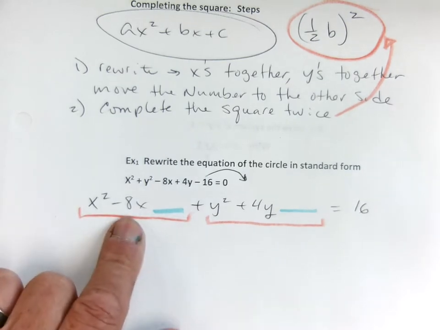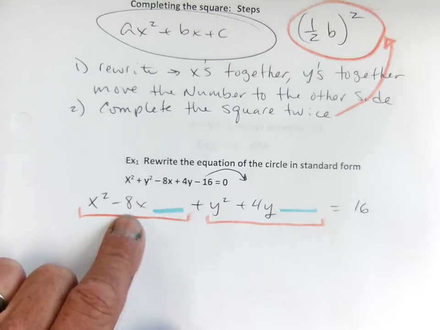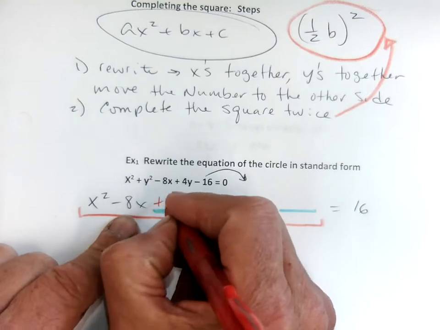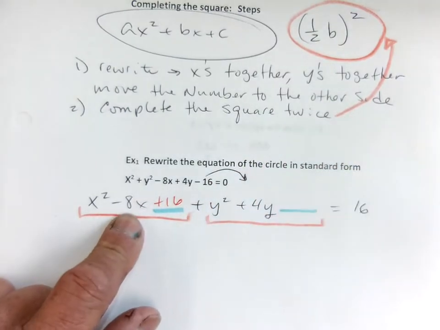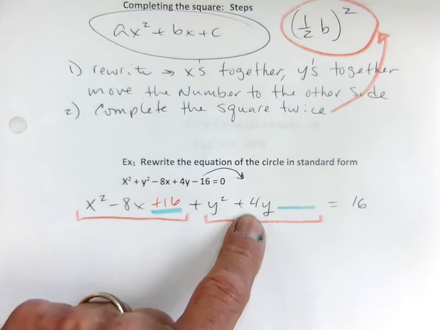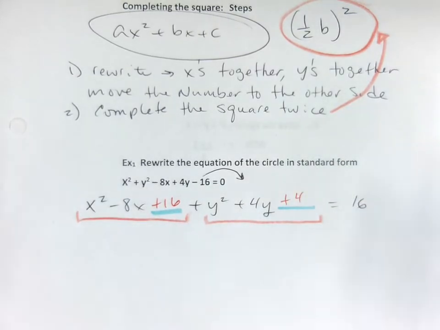Half of 8. Half of 8, 4. 4 squared is? 16. So we go plus 16. Okay, remember doing that before? Half of 4 is 2. 2 squared is? Plus 4. Now, step 3, we have to balance our equation.